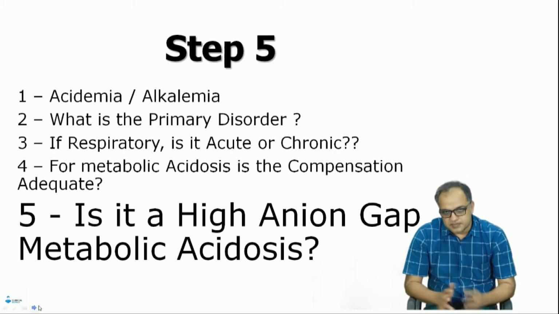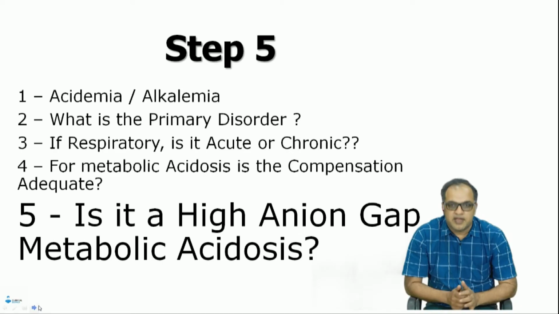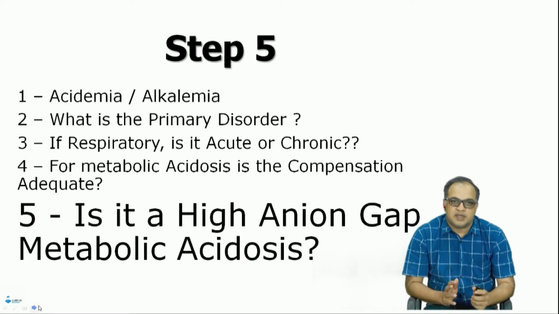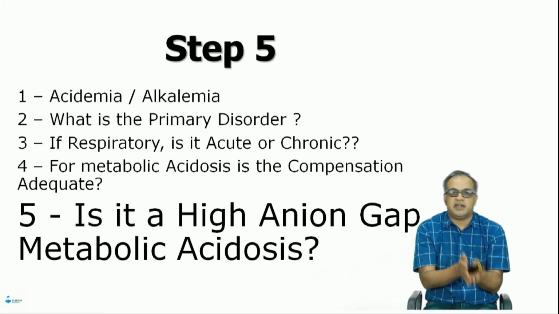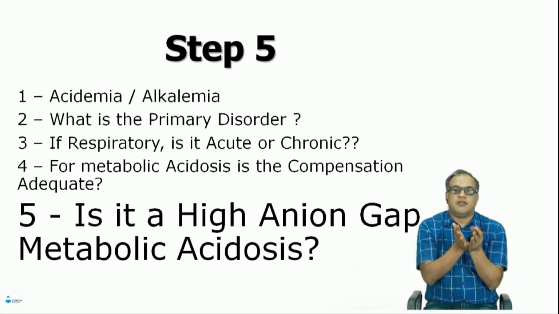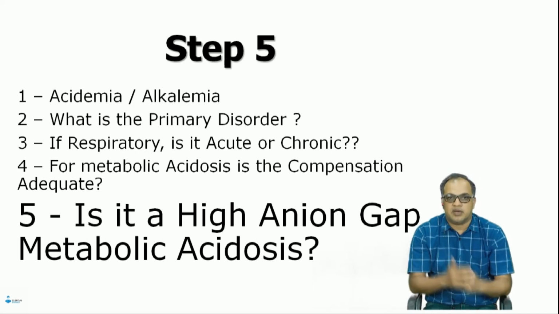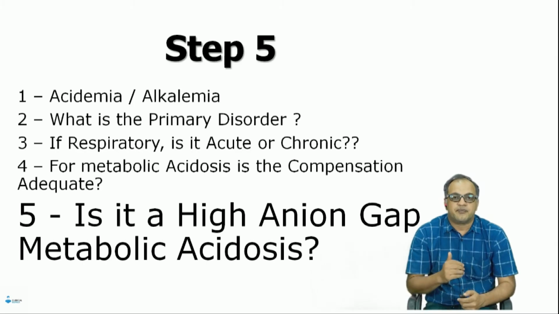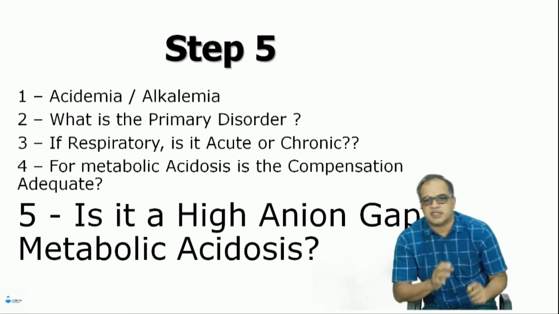Last step. This needs more explaining, the poll is only one. So far we have done 5 steps. Acidemia, alkalemia. What is the primary disorder? Whichever one is in the direction of pH. If it is respiratory, then it is acute or chronic. For metabolic acidosis, is the compensation adequate or not? We check that. Is it a high anion gap metabolic acidosis? Now this is a step further. How? Now we have seen it is metabolic acidosis. We have seen the compensation and all.